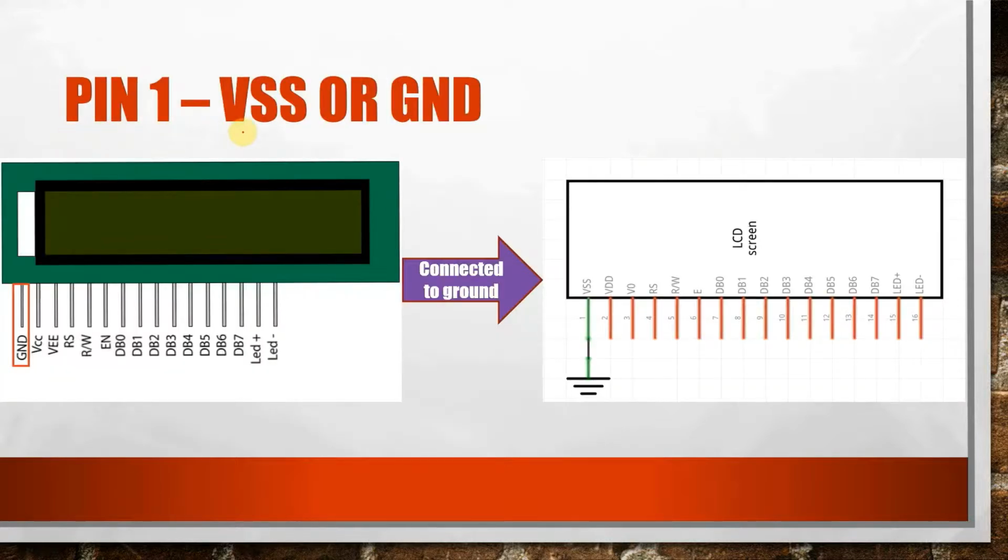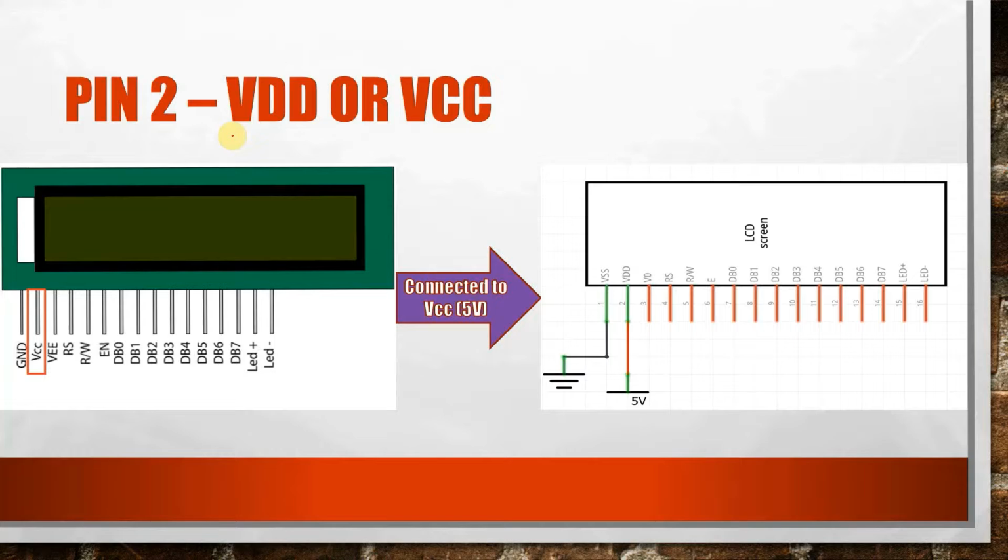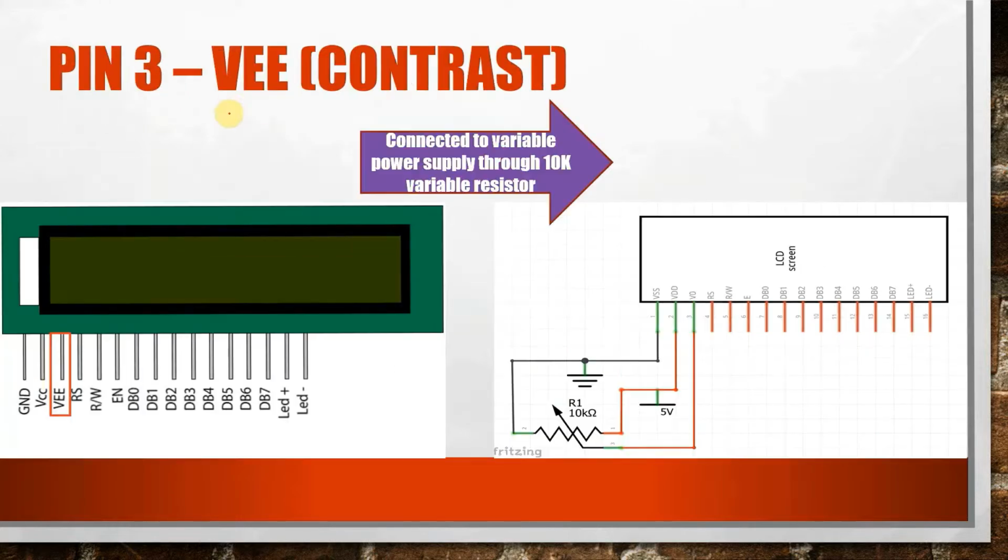Pin number 1 of the LCD is VSS or ground. It is connected to the ground of the power supply. Pin number 2 is VDD or VCC. It is connected to the +5 volts. So pin number 1 is connected to the ground, and pin number 2 is connected to the VCC.